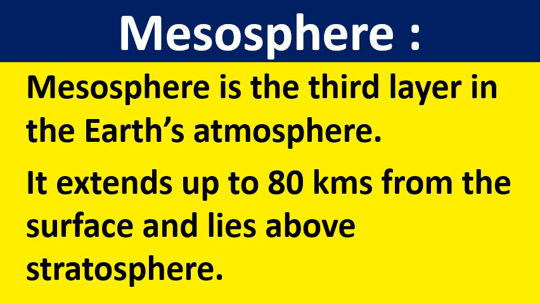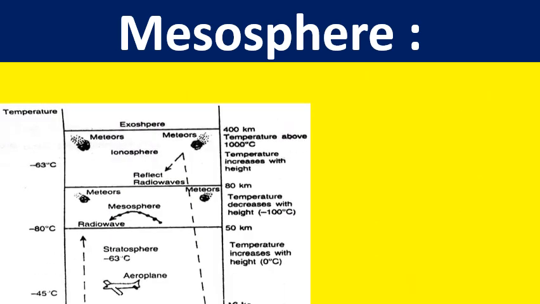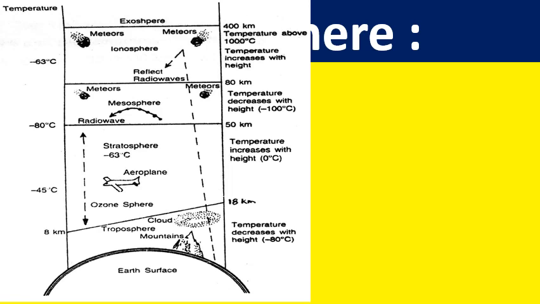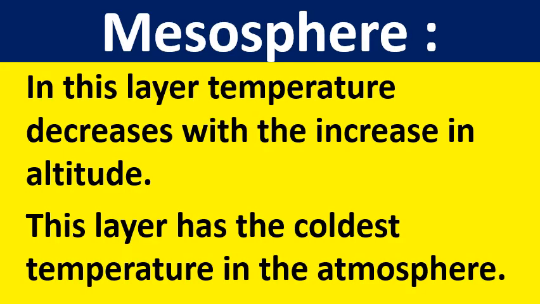Now we have the third layer in the atmosphere, mesosphere. Mesosphere is the third layer in the Earth's atmosphere. It extends up to 80 kilometers from the surface and lies above stratosphere. Here you can see mesosphere. Here all meteors keep moving, and even radio waves are sent in this mesosphere. Here temperature decreases with the height, and minus 100 degrees Celsius is seen here. In this layer, temperature decreases with the increase in altitude. This layer has the coldest temperature in the atmosphere, that is minus 100 degrees Celsius.